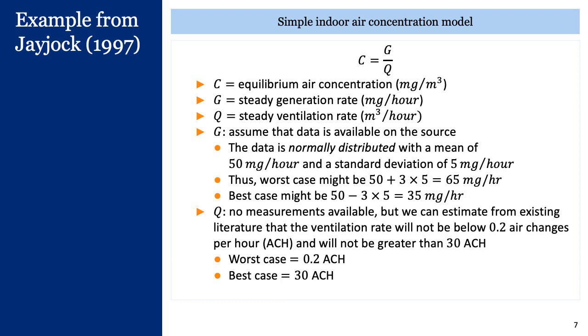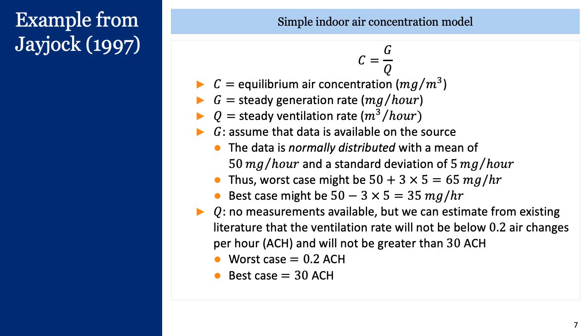So as the first example, this is from a paper by Mike Jajak from 1997. This paper describes the use of Monte Carlo simulation for a very simple model that we are familiar with, the well-mixed room model in the steady state, where the concentration is the ratio of the generation rate to the ventilation rate, G divided by Q.